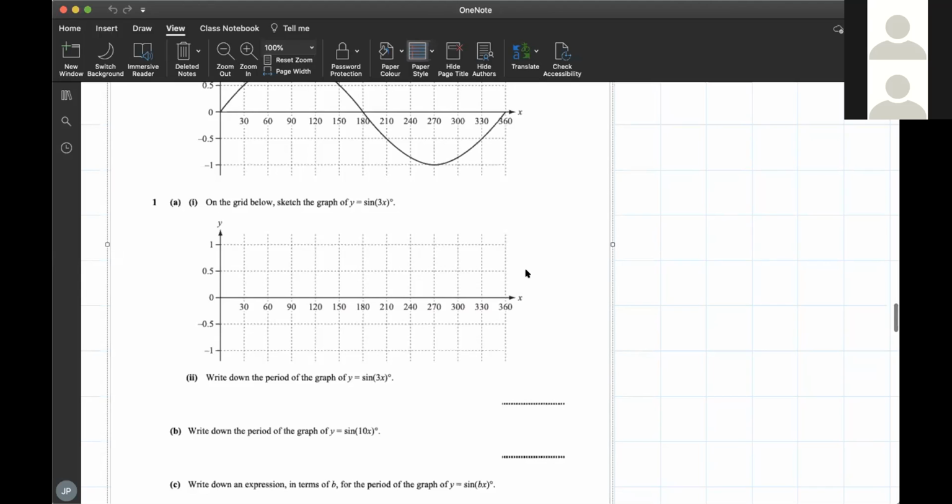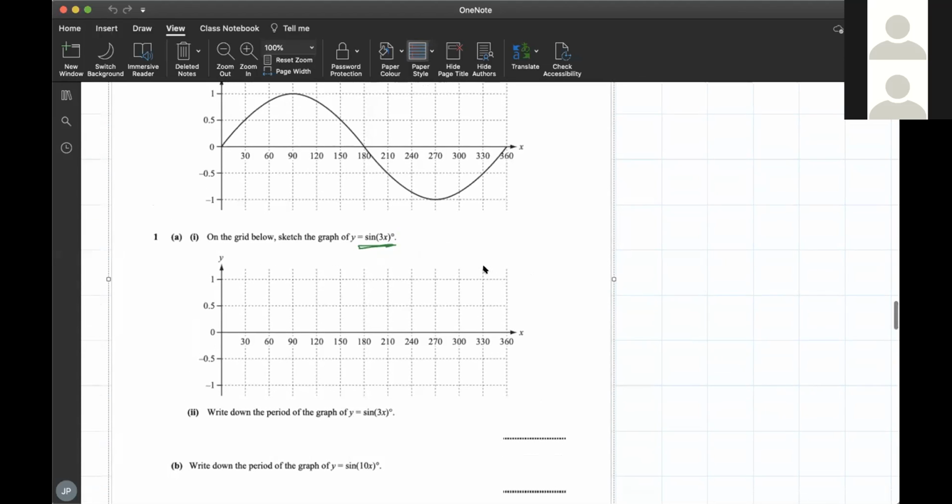So 360, and if you notice, it's 3x. That was the B, meaning that is what we identified as the frequency. So if you divide 360 into three parts, it should be 120, and 120 divided by 2 is 60. So your graph should be like that. That's one wave.